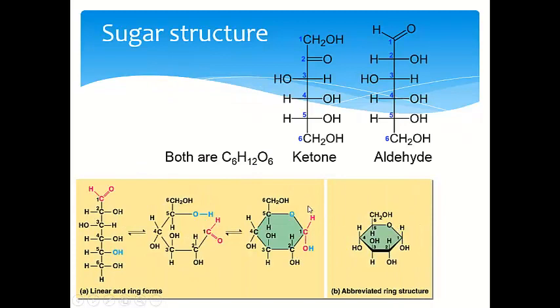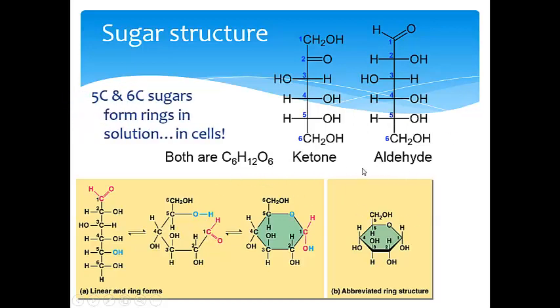Now, we're not going to get too much into ketones and aldehydes, but just so you know, glucose can come in a linear form. It's not usually found that way. It looks like this. When you put it together into a ring form, it changes into this. These are all interchangeable shapes. And the double bond O here can be in different places, which changes the type of sugar that it is. Both of these are C6H12O6.